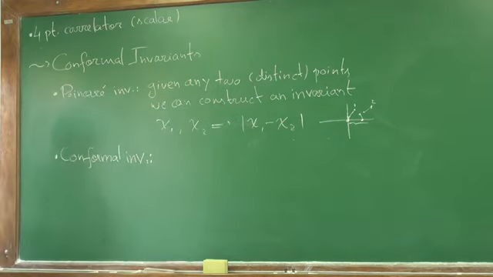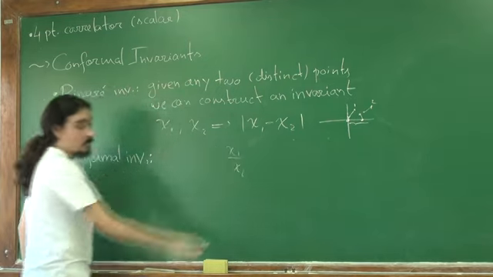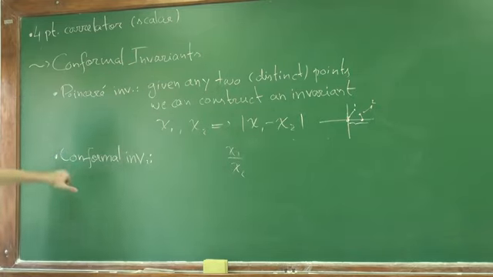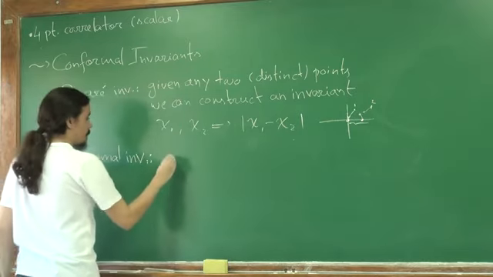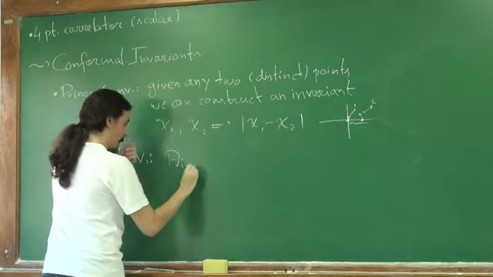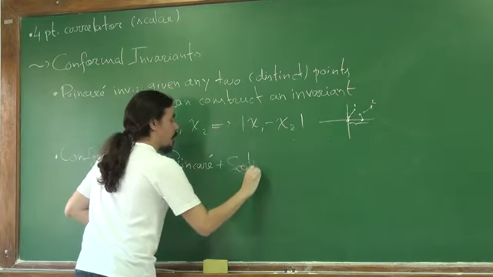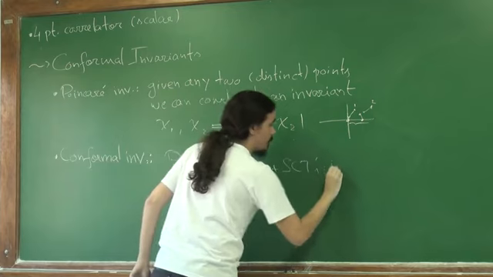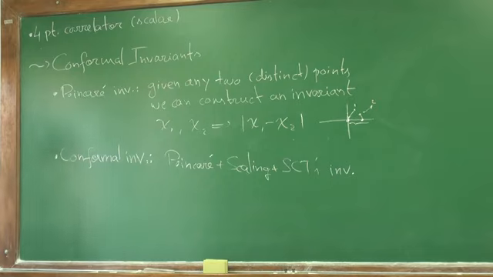If I try x1 over x2, then the lambda will cancel, but then I will not have Poincaré invariance. Remember, Poincaré invariance is contained inside the conformal invariance. So we must have Poincaré plus scaling and plus the special conformal transformations invariance. Okay, so we cannot do this with 2 points.